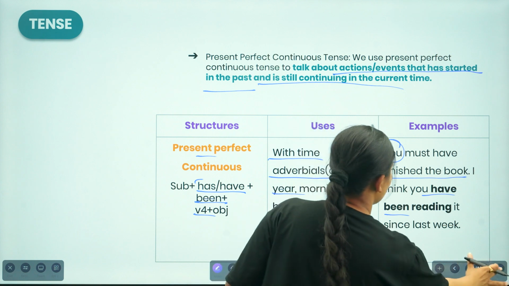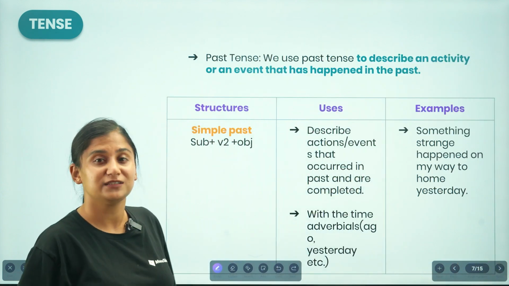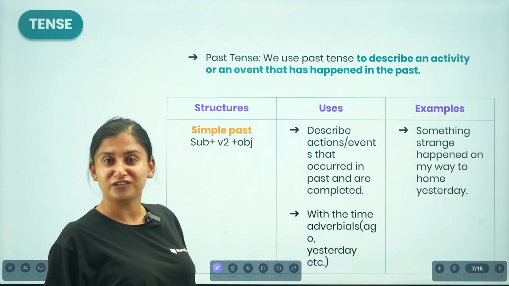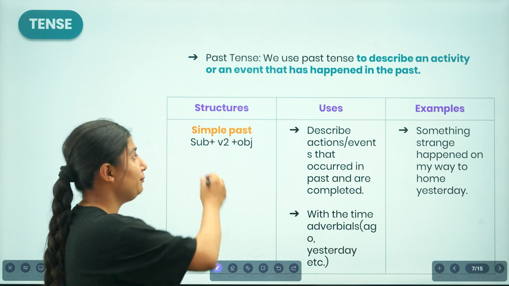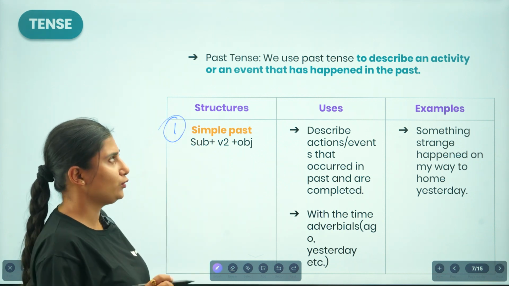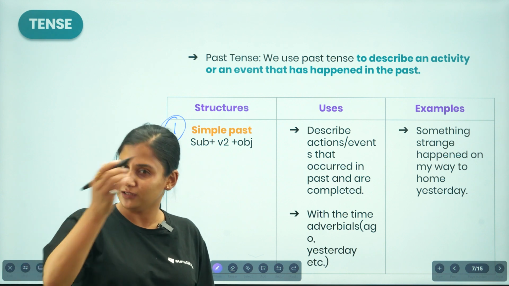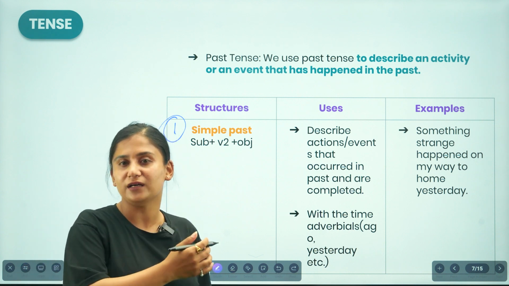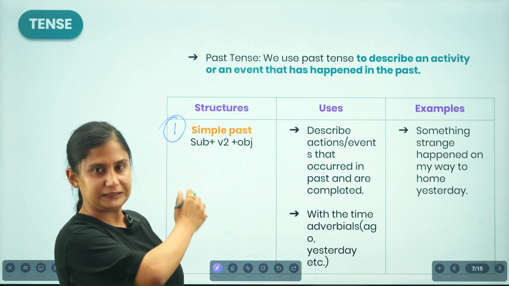So now let us move to another tense, that is the past tense. This is another main form of tense, past tense, and the subtype is simple past. Whenever we ought to talk about something that happened in the past or something that happened beforehand, we use this past tense.